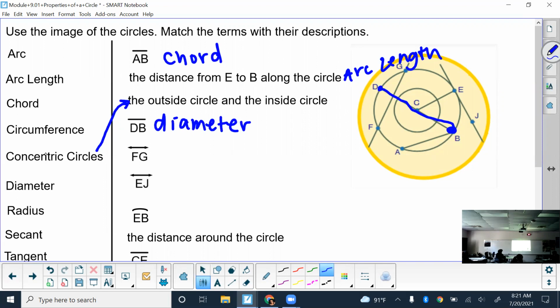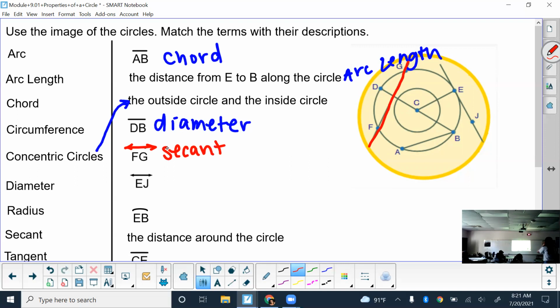All right, now we have a line that continues. You can see by the little arrows at the top of this. So it's not a line segment. And we're talking about FG. Anyone know what that's called from this past year? We haven't covered it in here. Good, secant. All right, so that's our secant.